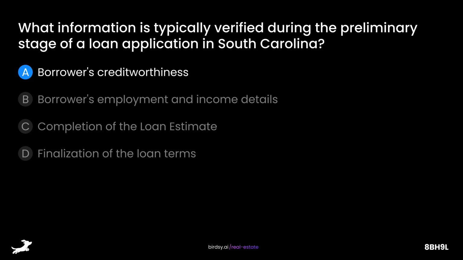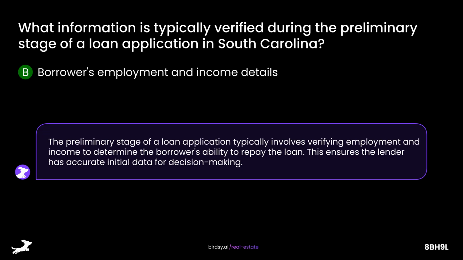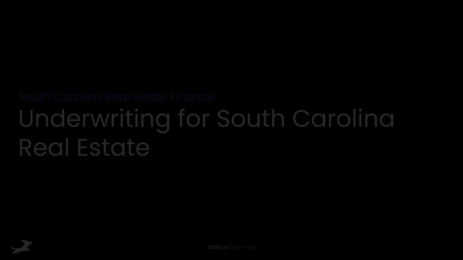Is it A, borrower's creditworthiness, B, borrower's employment and income details, C, completion of the loan estimate, or D, finalization of the loan terms? The answer is B, borrower's employment and income details. The preliminary stage of a loan application typically involves verifying employment and income to determine the borrower's ability to repay the loan. This ensures the lender has accurate initial data for decision-making.